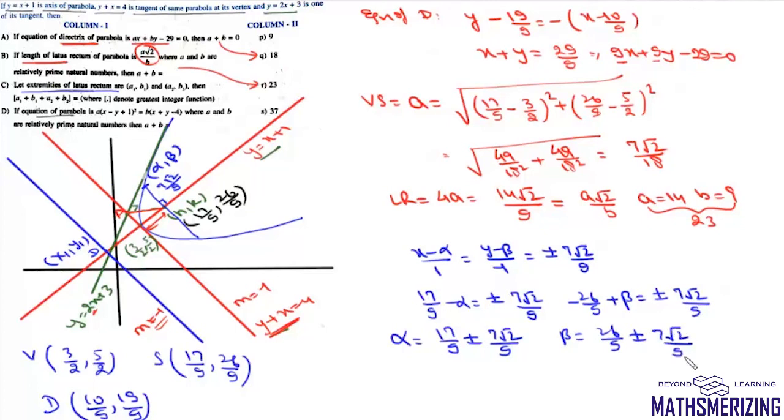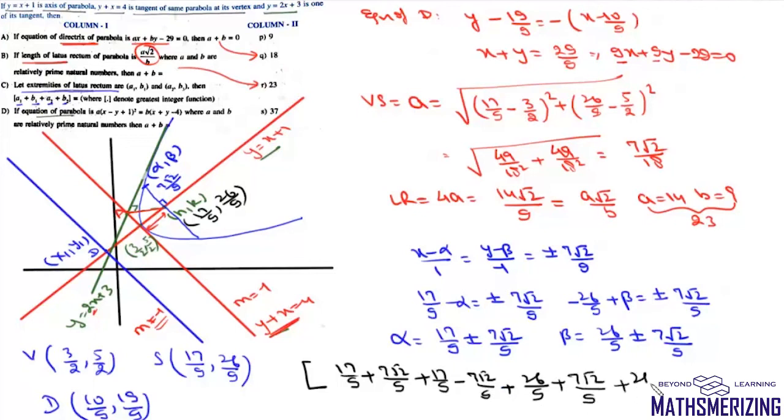Now we'll need to find the greatest integer function of a1 plus b1 plus a2 plus b2. So we'll need to find the greatest integer function value of 17 by 9 plus 7 root 2 by 9, and then 17 by 9 minus 7 root 2 by 9. Here it is 26 by 9 plus 7 root 2 by 9, and then 26 by 9 minus 7 root 2 by 9. So 7 root 2 by 9 will cancel. Here it will also cancel. So we'll get this value as 34 by 9 plus 52 by 9, which is 86 by 9. 86 by 9 is 9 point something. So its greatest integer function value is 9. So that means this value is mapped to P.